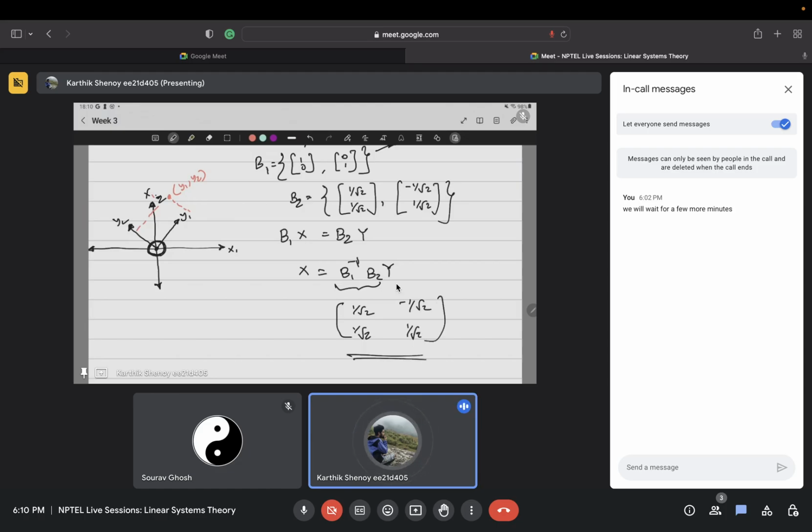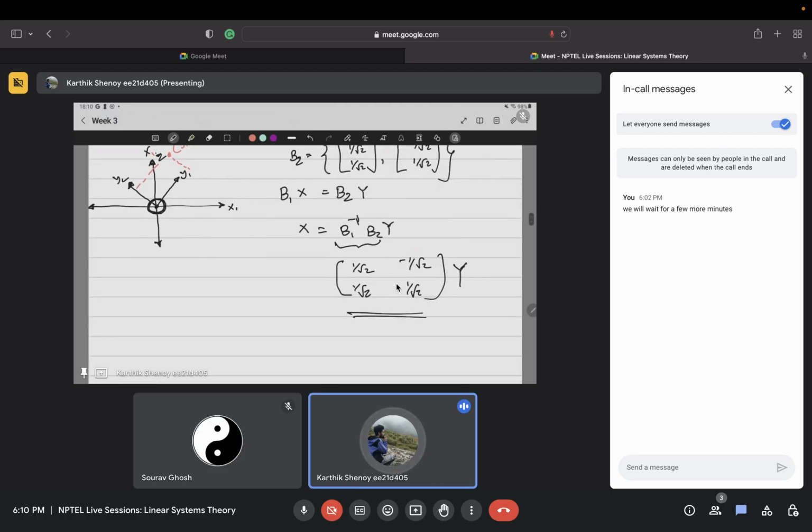I think you are from aerospace, right? So you would know what rotation matrices are. Yes, so this in fact is the rotation matrix in this case, because the reference frame itself is rotated about 45 degrees. Okay, so that's exactly change of basis, nothing more.